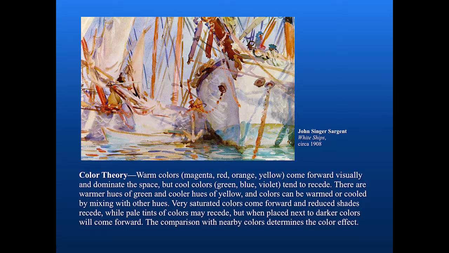There are warmer hues of green and cooler hues of yellow, and colors can be warmed or cooled by mixing with the other hues. Very saturated colors come forward and reduced shades recede. So reduced means you've added gray to it, and saturated means you have a lot of pigment. While pale tints of colors may recede, when placed next to darker colors they will come forward. So the comparison with the nearby colors will determine the color effect.